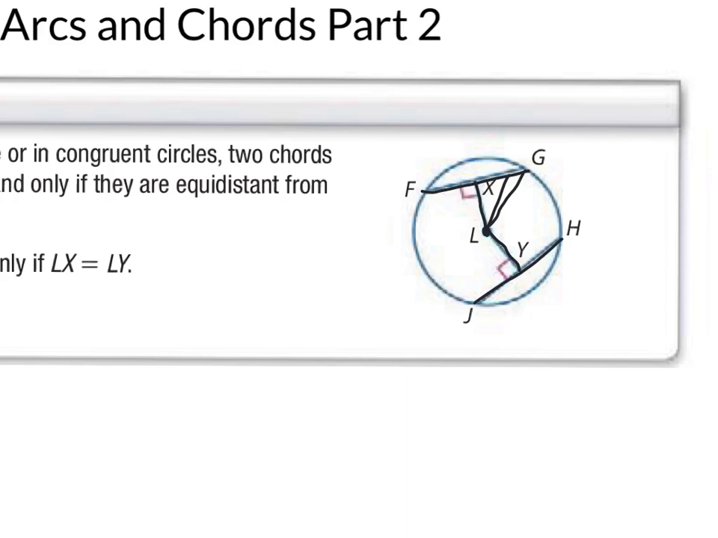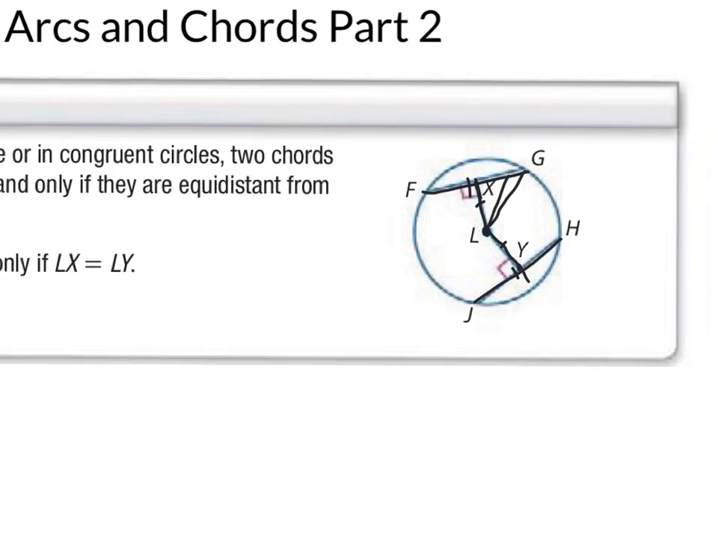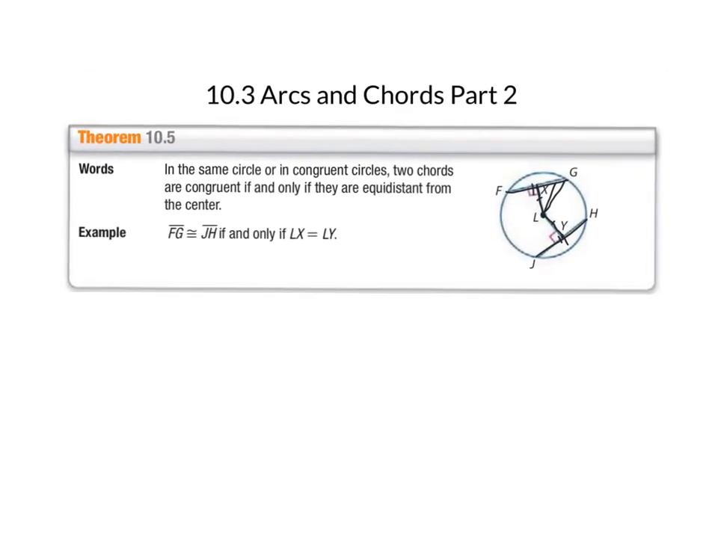because that's going to be the shortest distance. So if this distance and this distance are the same, then this chord here, FG, is congruent to this chord here, JH. That's what our theorem says, theorem 10.5. Let's go ahead and take a look at an example problem.